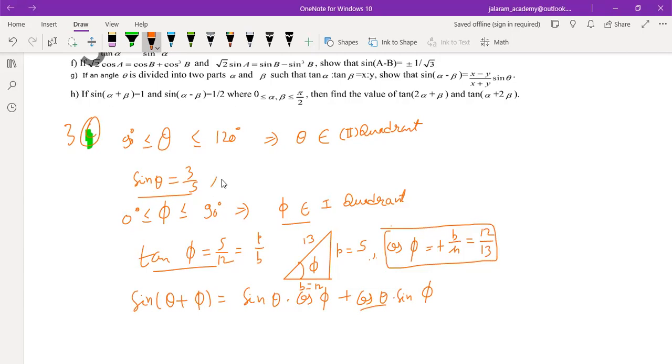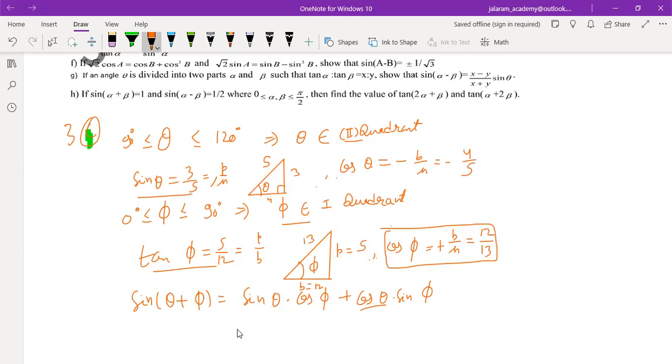Next is cos theta. So draw another triangle. In this, the reference angle is theta. So if the reference angle is theta, sin theta is the ratio of perpendicular upon hypotenuse. Perpendicular 3, hypotenuse 5. So base is 4. So we need the value of cos theta. And in the second quadrant, we know that cos theta is negative: minus base upon hypotenuse, that is minus 4 by 5.